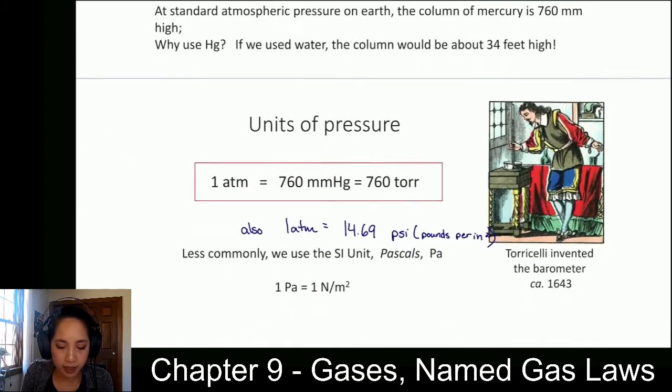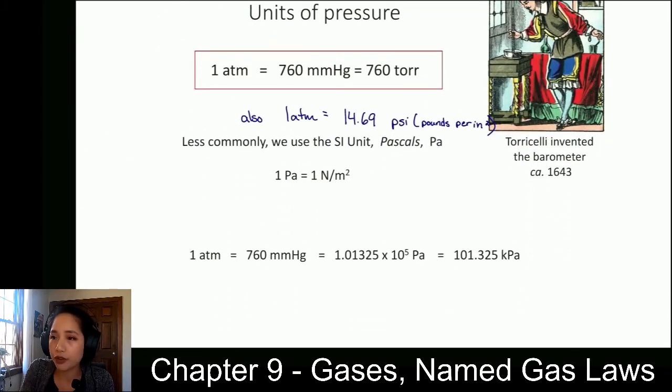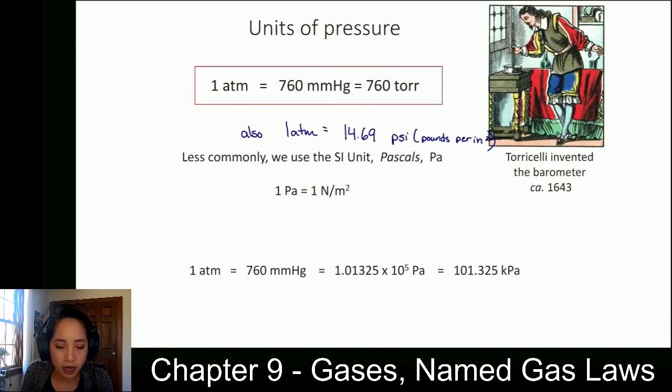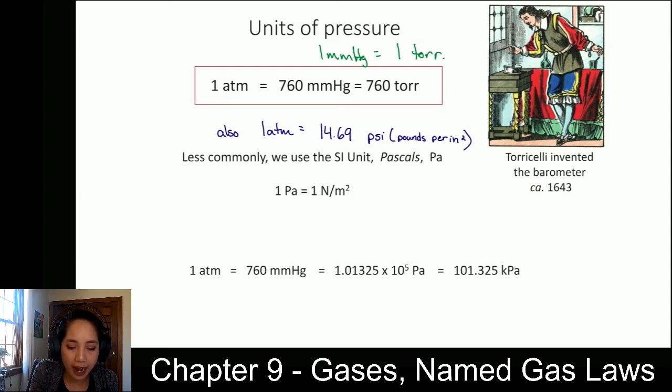So I have that here. All the units of pressure that we've already talked about in this slide are different measurements. 1 atm, which is just our earthly atmosphere, is 760 millimeters of mercury, or 760 torr. So they're the same thing. I'll just say 1 millimeter of mercury is also equal to 1 torr. And then we've also talked about PSI, or pounds per square inch. So 1 atmosphere is 14.69, or 14.7 psi.